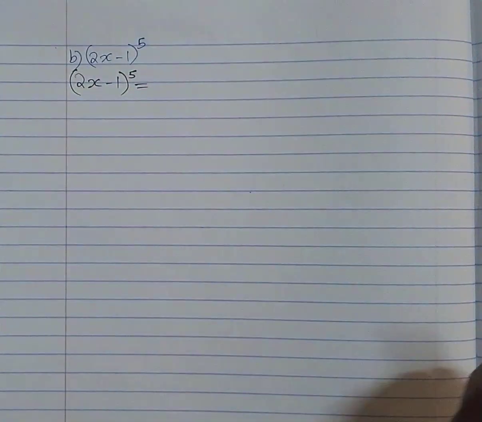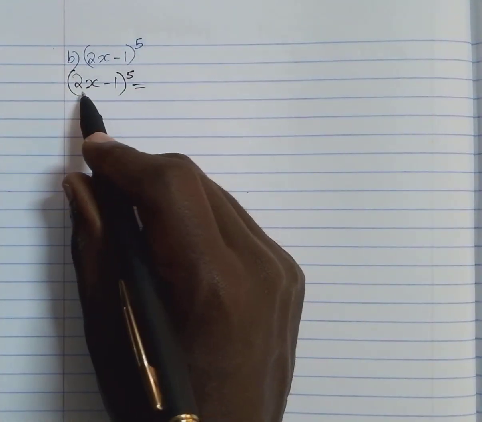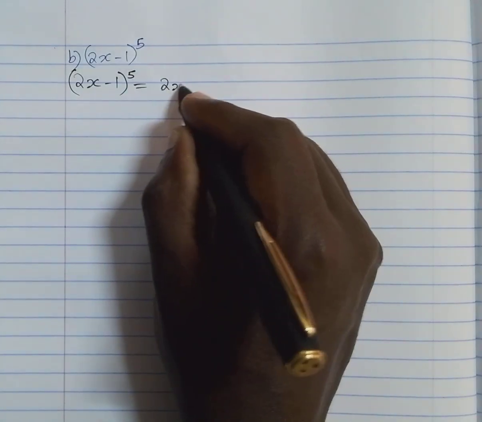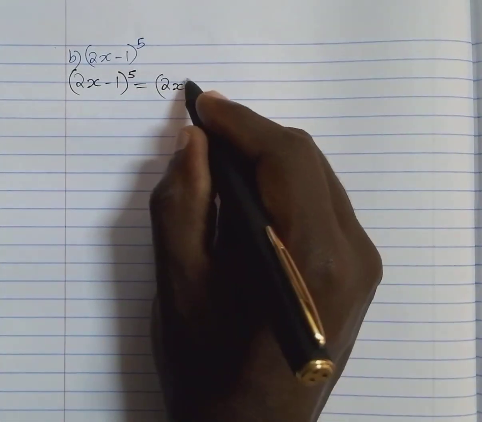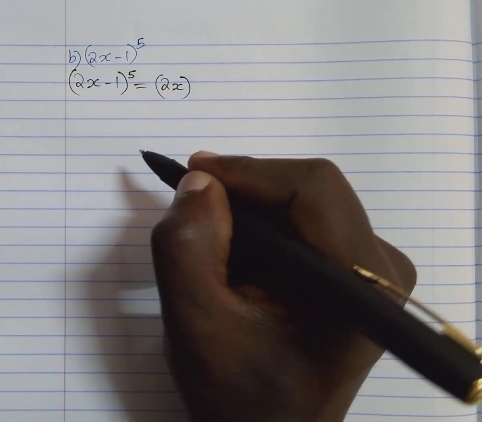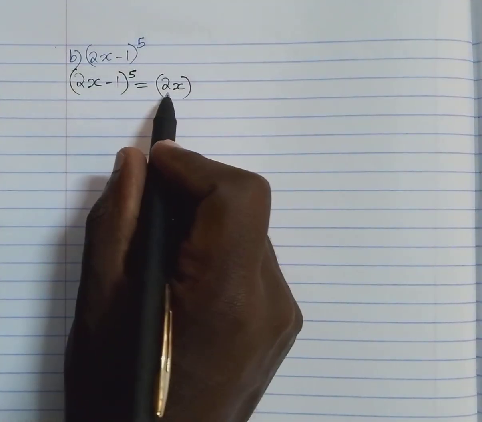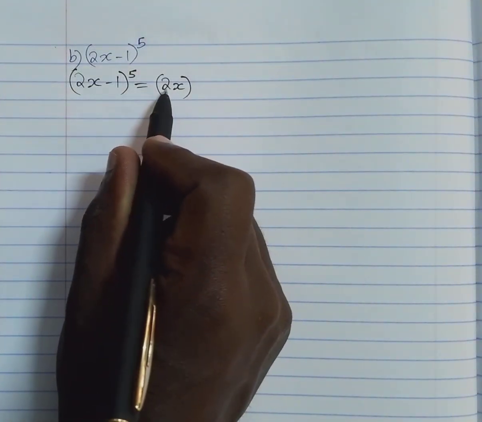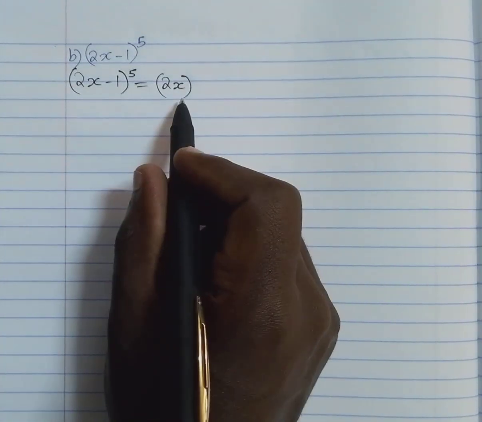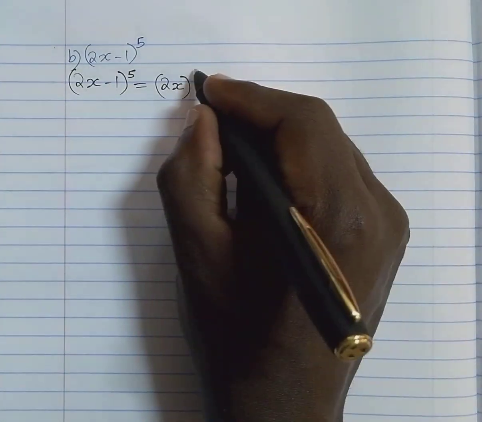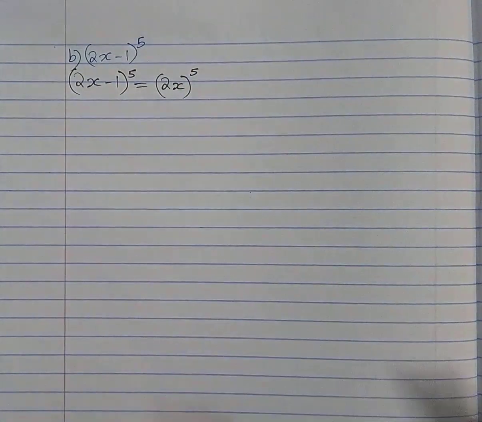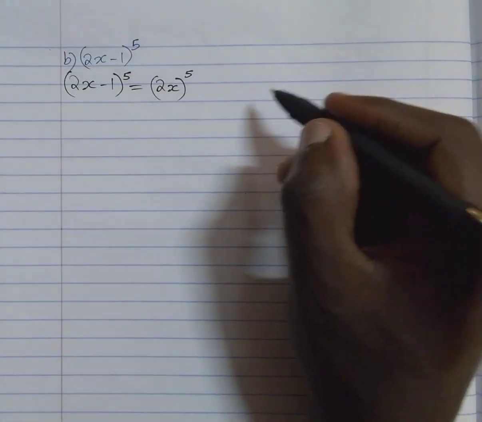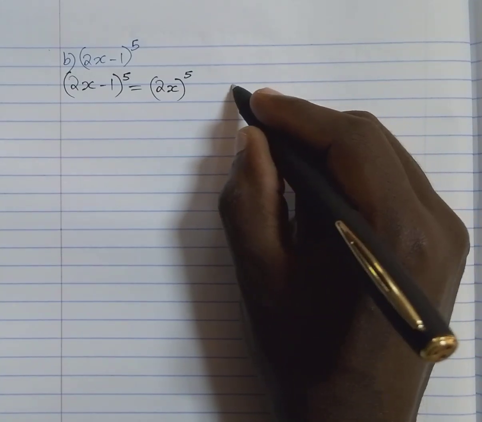This is going to be equal to, we are going to take the first term, which is 2x. And then we are going to put in brackets because there are two terms. We have an unknown value x and we have a number 2. So we are going to put it in brackets and then the power 5. So we are going to skip a space. We are going to go to the next one.